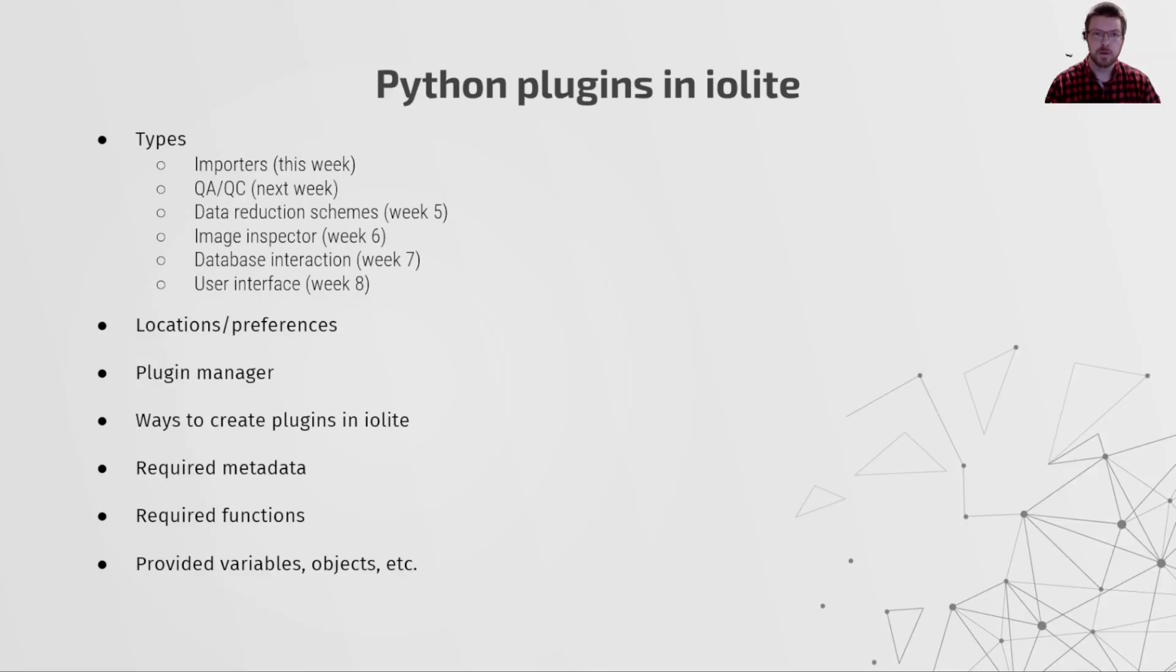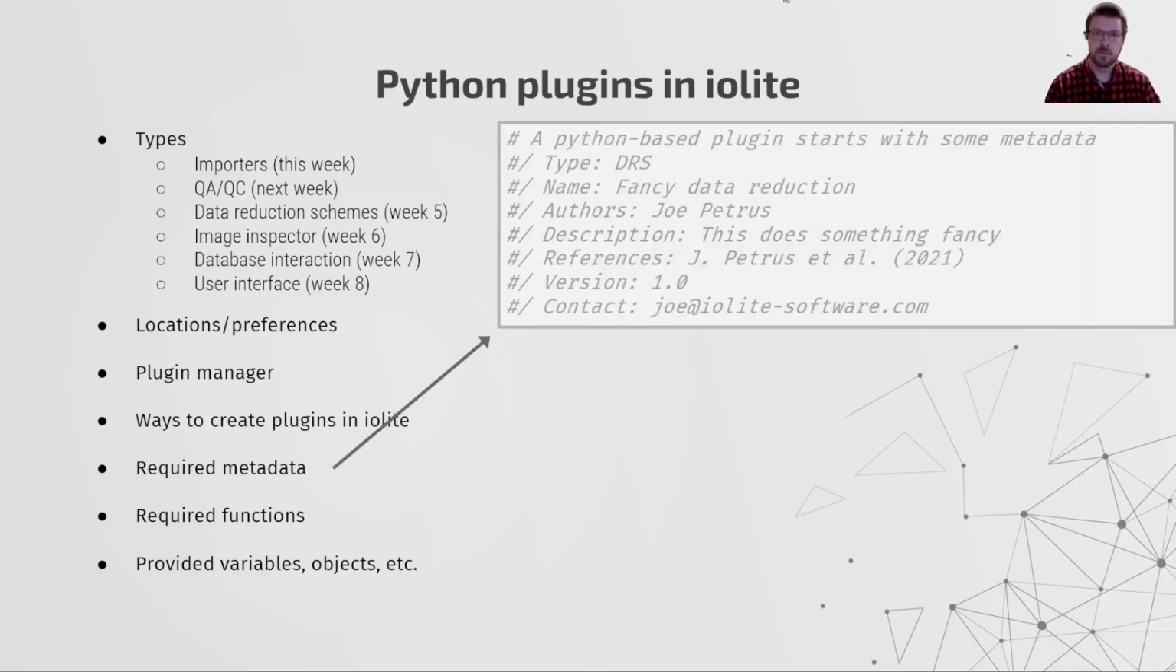Every plugin begins with a bit of metadata. This information helps iolite sort out how to hook it up in the user interface and display useful information. A typical header might look as shown here, where the important bits start with a number or pound sign, followed by a slash, and then the metadata name followed by a colon and the metadata value. Each plugin type has a set of required functions and provides certain objects to the script environment, but these will be discussed week by week as we encounter them.